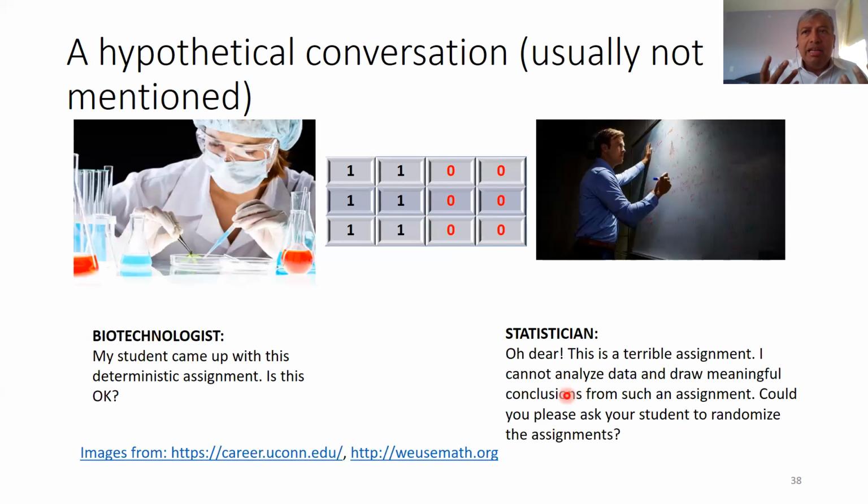So this is what happens in many practical scenarios. When a biotechnologist collaborates with a statistician, and she comes up with this kind of an assignment and says that my student came up with this deterministic assignment, is this okay? The statistician says, this is a terrible assignment. I cannot analyze data because this is not randomized. And clearly, the treatment effect might be confounded with the effect of factors which would have an impact on the 2 sides of this block, right? So I would rather use a randomized assignment, right?